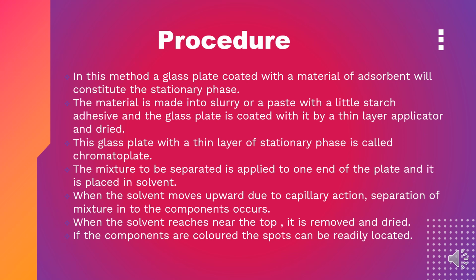Now the mixture to be separated, that is the analyte, is applied on one end of the plate. This plate is then placed in the solvent. The solvent then moves upward due to capillary action. By this, the separation of mixture into components occurs. When solvent reaches near the top, it is then removed and dried. If the components are colored, the spots can be readily located.